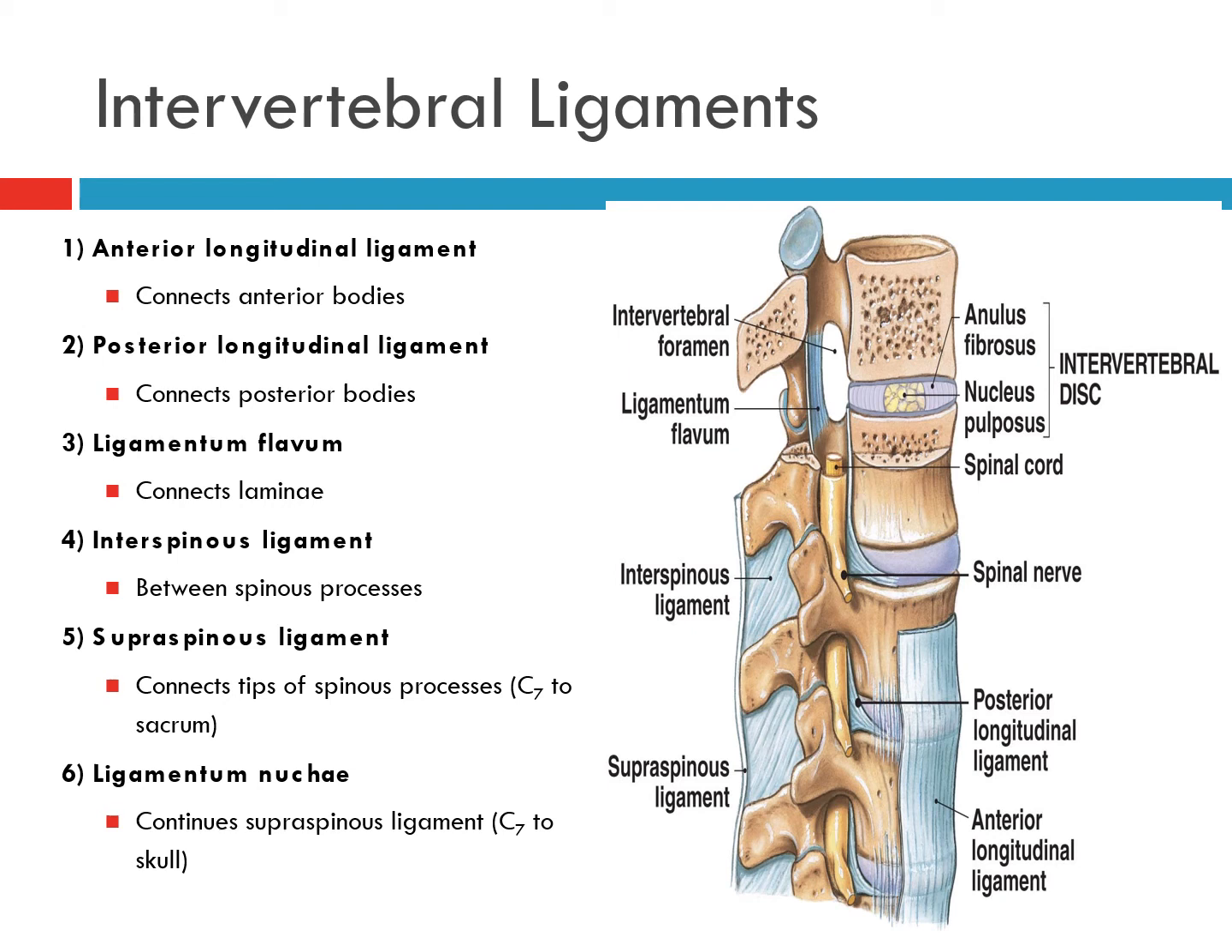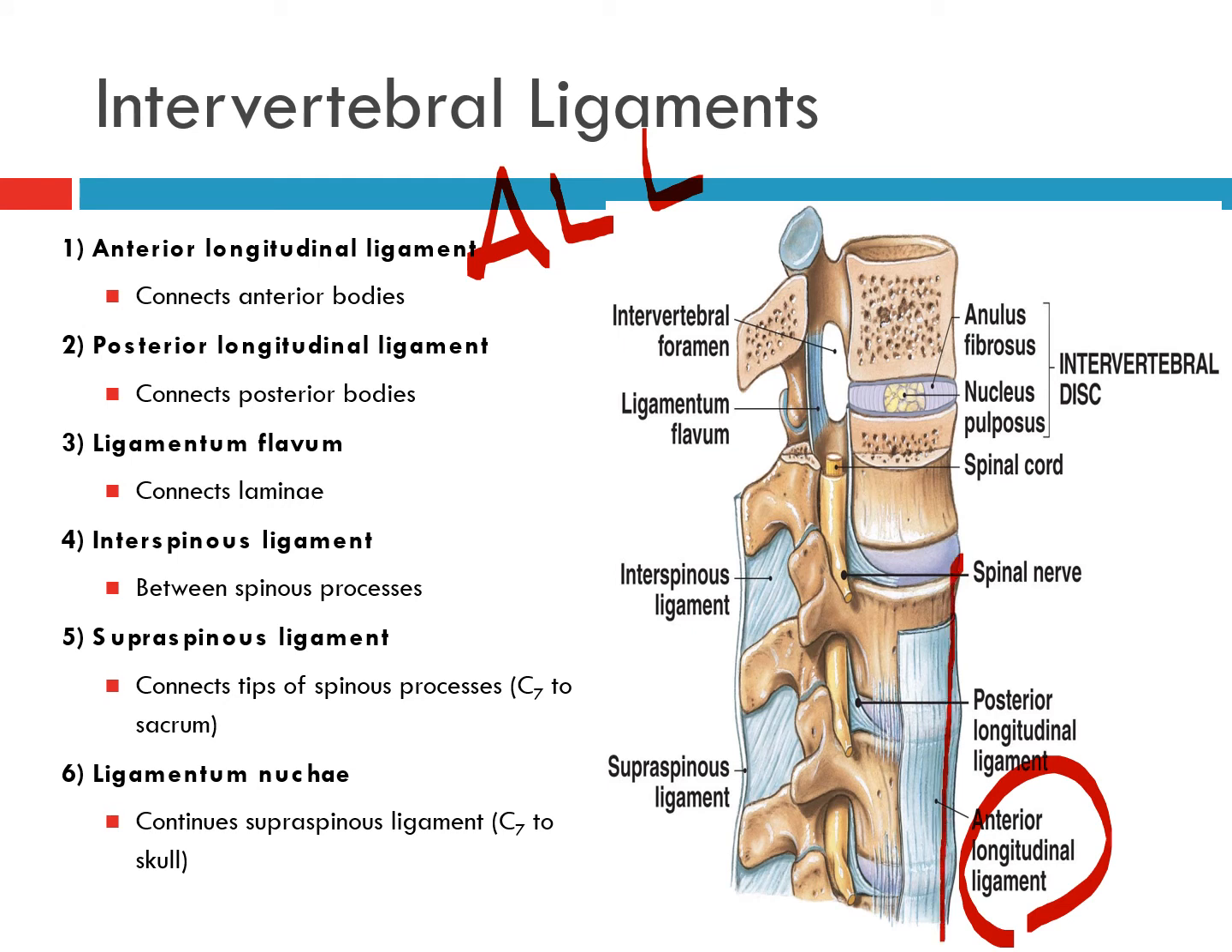Now we have lots of ligaments that connect our spine together. We definitely don't want our spine falling apart because it houses our spinal cord, which transmits all vital information to and from our body, from our spine and our brain. So the first one is the anterior longitudinal ligament, or the ALL. The anterior longitudinal ligament is on the anterior surface of the vertebral bodies.